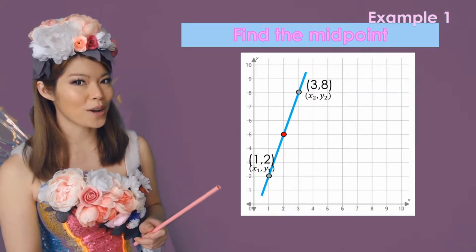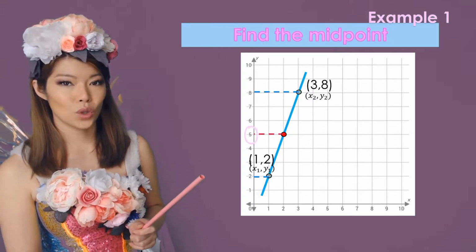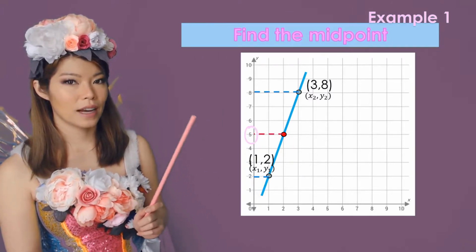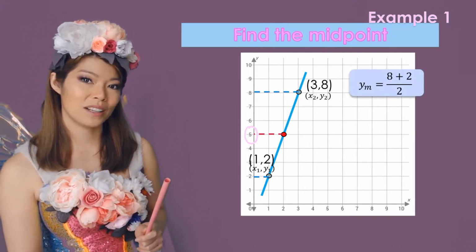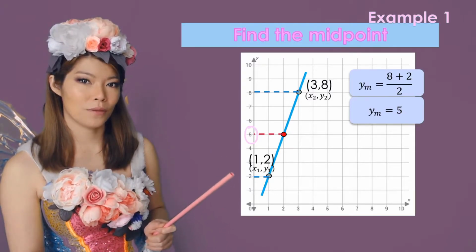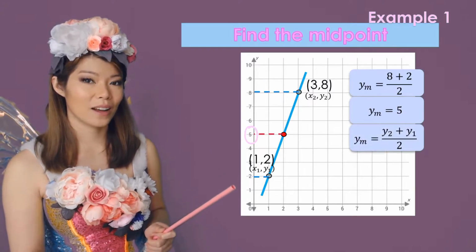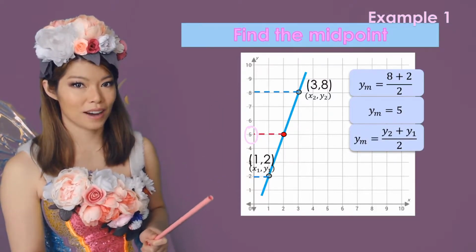Let's do that for the y-coordinate. So here we have 8 and here we have 2. How do we get 5? I think we're going to do the same thing. So 8 plus 2 is 10, divided by 2 is 5. So now we have the middle coordinate for y is 5. And the equation is y2, which was our 8, plus y1 divided by 2.